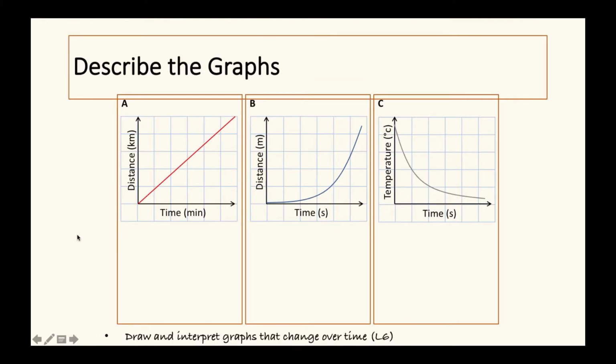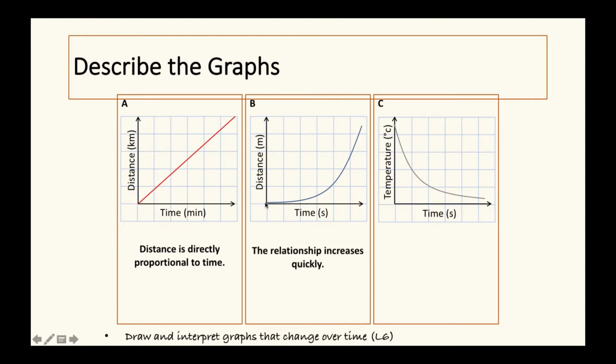Looking at three different types of graphs here, you might be asked to describe a graph. So this one, for example, shows you your distance and then your time on the horizontal axis. So your distance is on the vertical y-axis and your time is on the horizontal x-axis. Usually that's the case. This type of graph here with a diagonal line going straight through the middle usually means that the distance and the time are directly proportional, which means you're going the same distance every minute or something like that. So in this case, they're going the same amount of kilometres every minute.